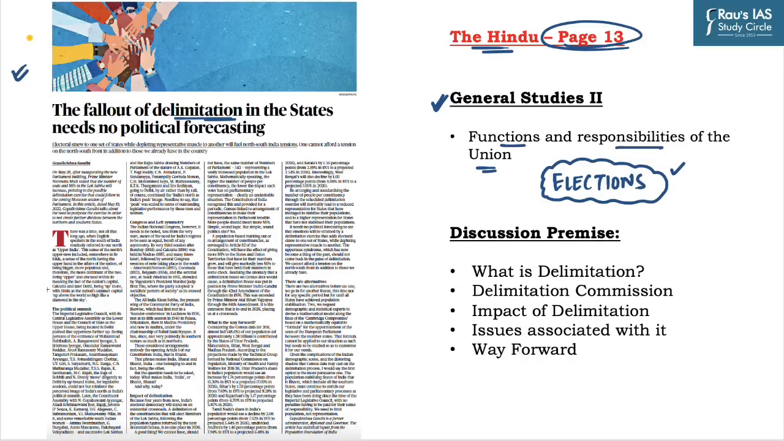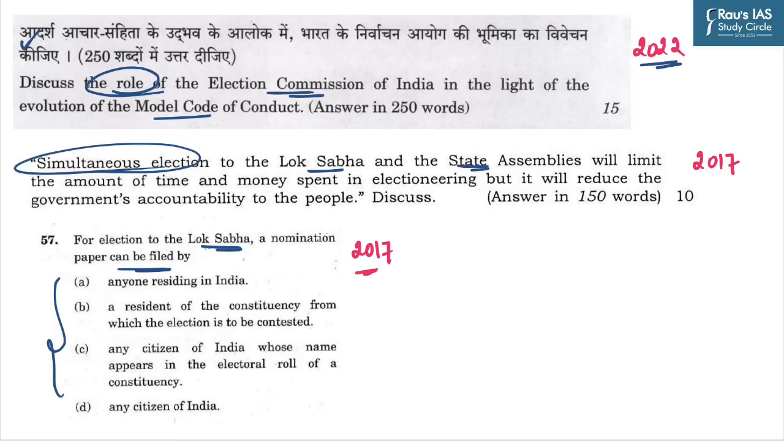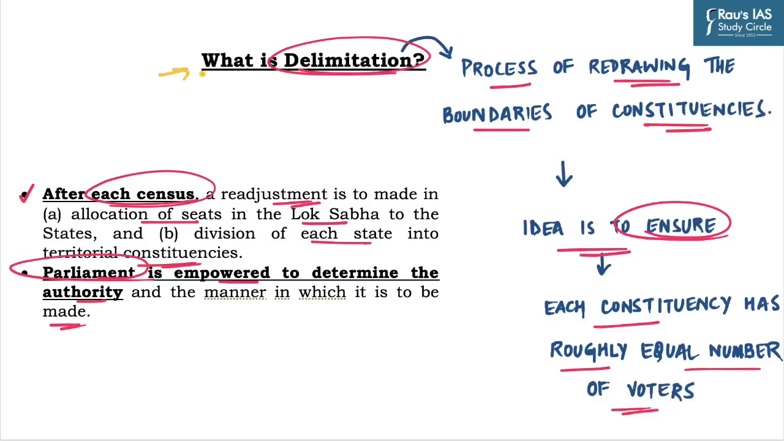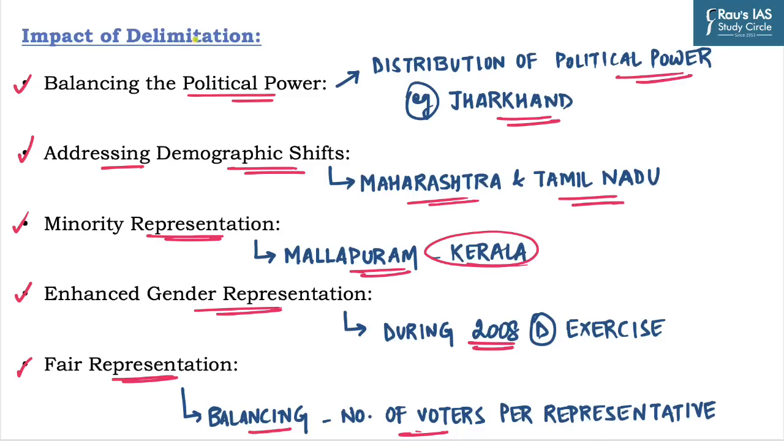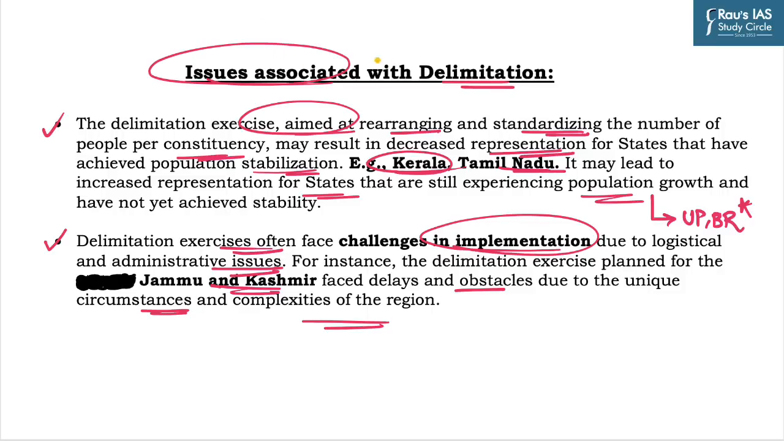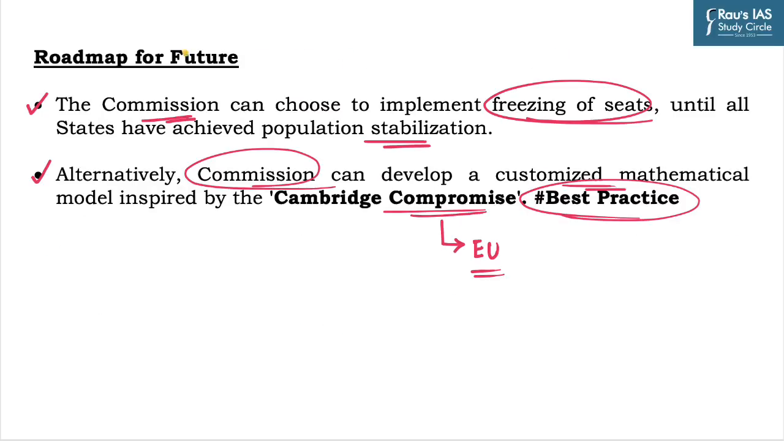A quick recap of our discussion. First of all, we have discussed the context and its relevance for General Studies Paper 2. We have also seen the previous year questions both for mains and prelims. We have discussed what is delimitation and the Delimitation Commission, the impact of delimitation, and the issues which are associated with delimitation. And to conclude our discussion, we discussed the roadmap for the future.